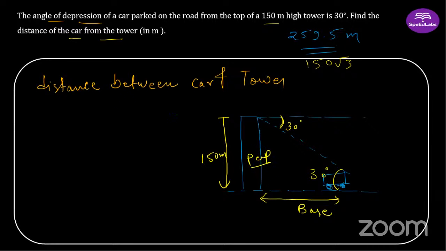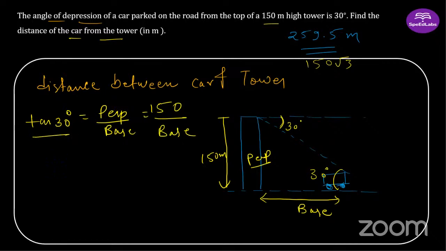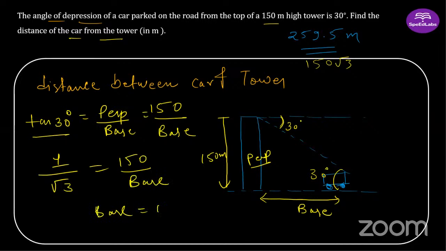So we can have tan 30 degree, which is perpendicular upon base. The perpendicular is given as 150 divided by base, and base we need to find out. What is the value of tan 30? This is 1 by root 3. So 1 by root 3 is 150 by base. This gives me base is 150 root 3. Exact answers. Great. Okay. Can we move to the next question? Yes. Good.